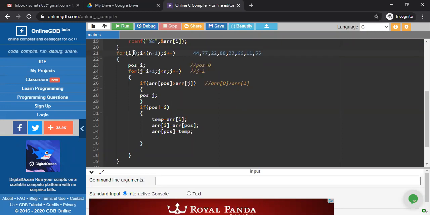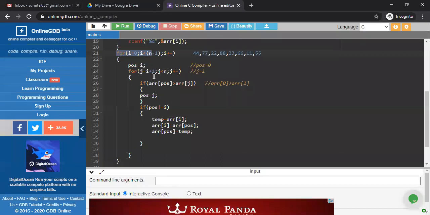Why is the I value 0? For the very first time my loop is executed, so I value is 0 and position value is equal to I. So obviously position is equal to 0. Next, move on to this place, because this for is executed between this for. So this is a nested loop. Until this condition is totally false, it will not move on to this place. So first it will execute it until this condition is false.